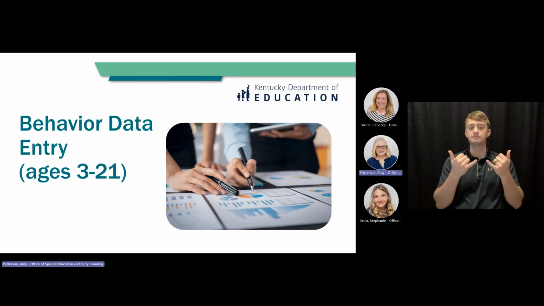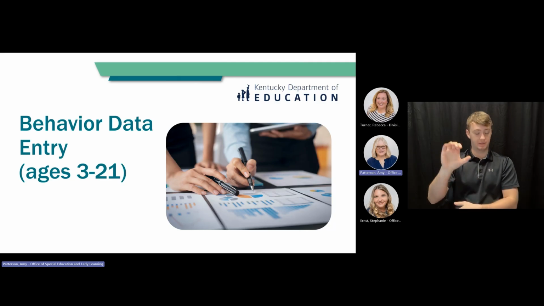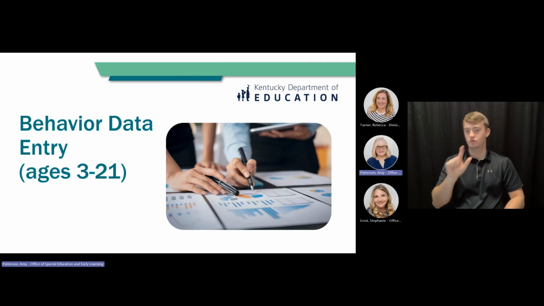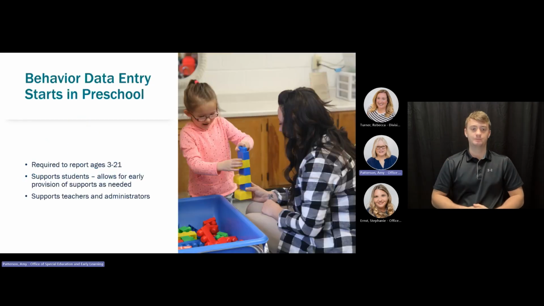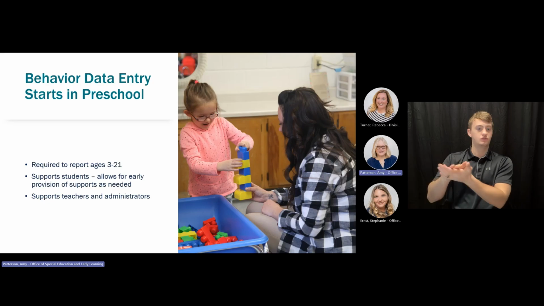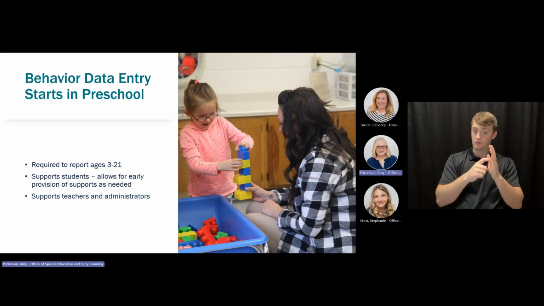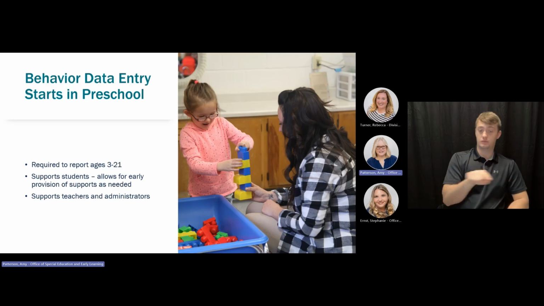Now let's talk about entering behavior data in Infinite Campus. It's important to remember that this includes preschool. This is for ages 3 through 21. So again, behavior data entry starts in preschool, so it's required to report ages 3 through 21.